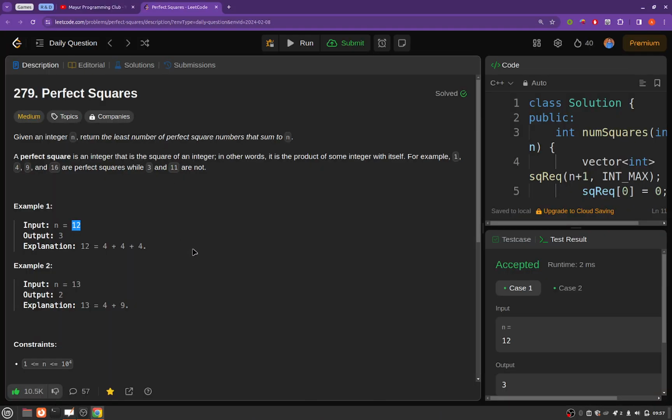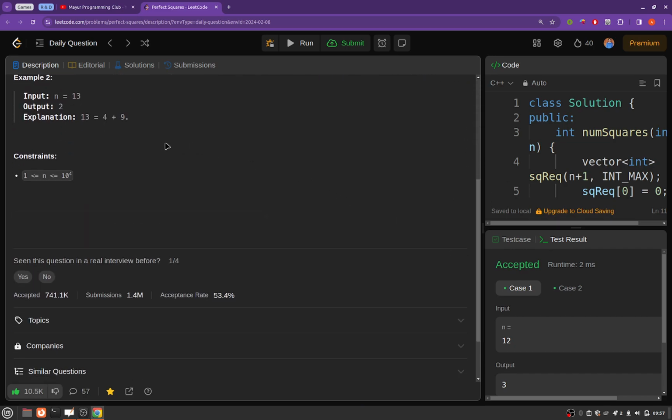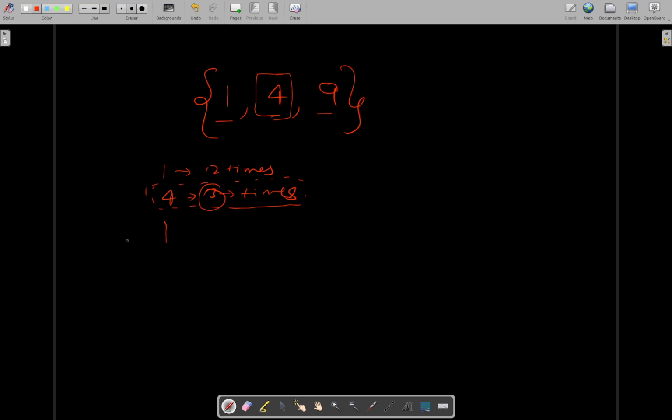Okay, so let's have a look at the constraints also. The order of this target sum, or n, will be 10 raised to power 4.